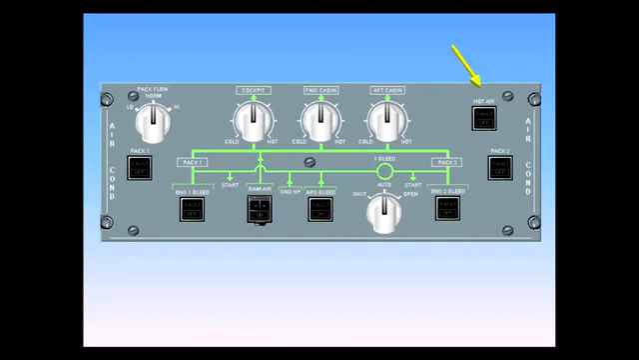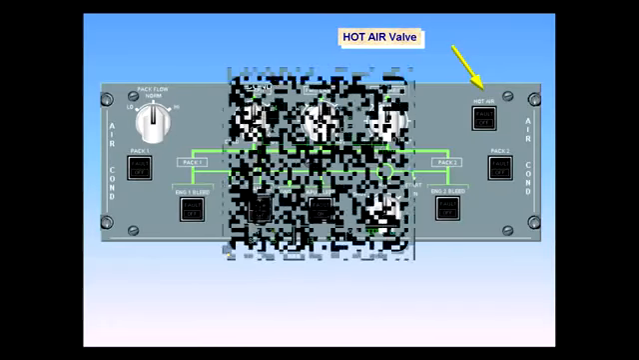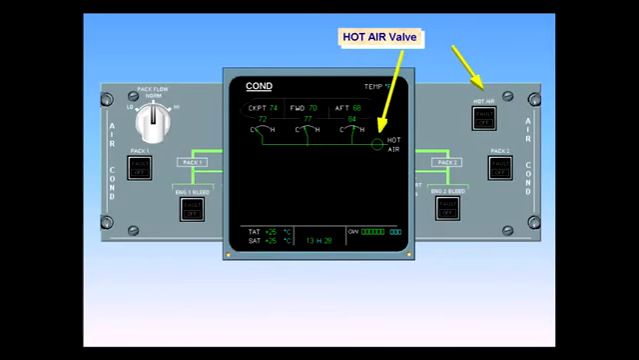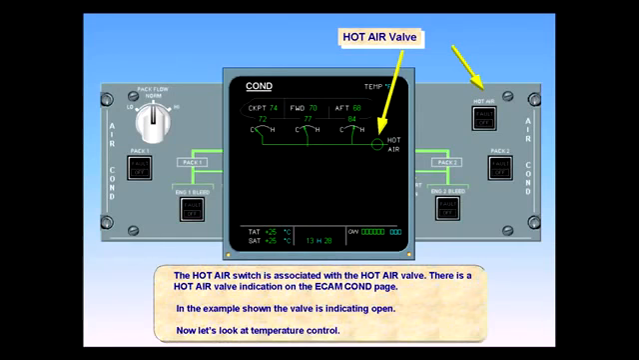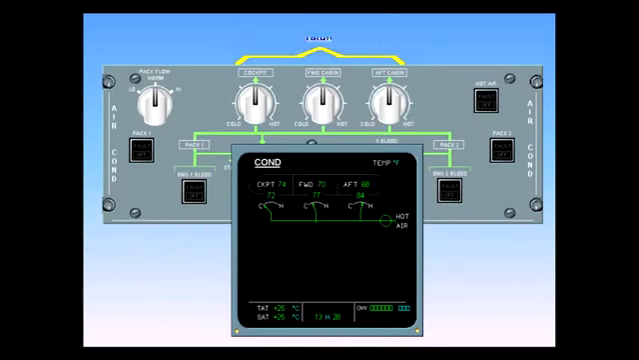The hot air switch is associated with the hot air valve. There is a hot air valve indication on the ECAM conditioning page. In the example shown, the valve is indicating open. Now, let's look at temperature control. The zone temperature selectors are used to adjust the required temperature for an associated zone.